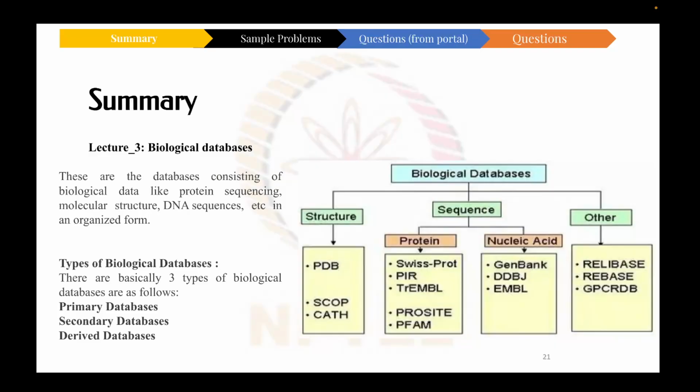Then we have the protein sequence database. Under this we have two main categories, that is protein sequence database and nucleic acid sequence database. GenBank is a comprehensive database of nucleotide sequences including genomic DNA, mRNA and protein coding sequences.